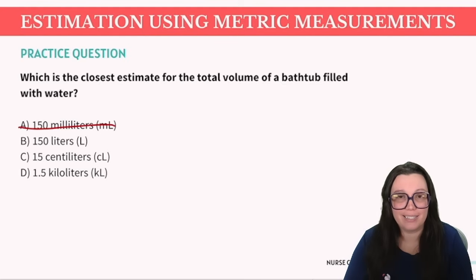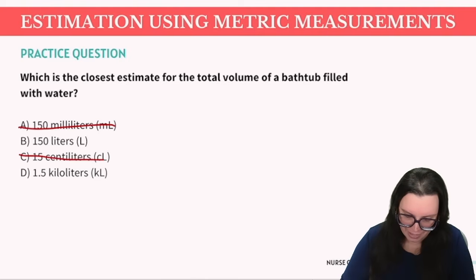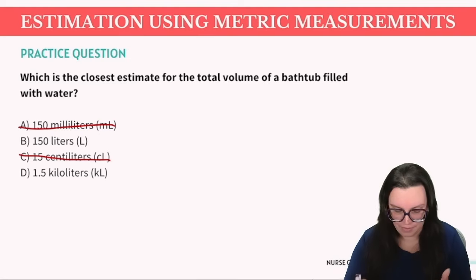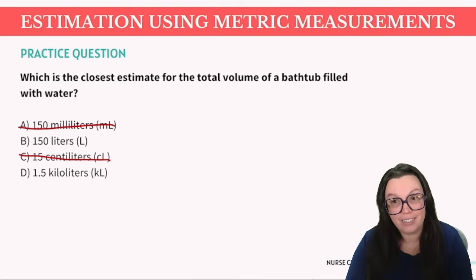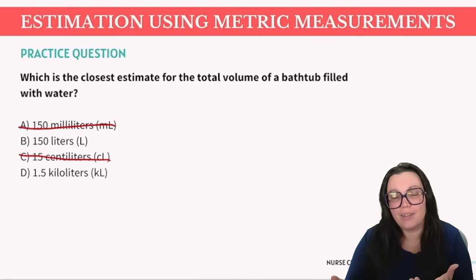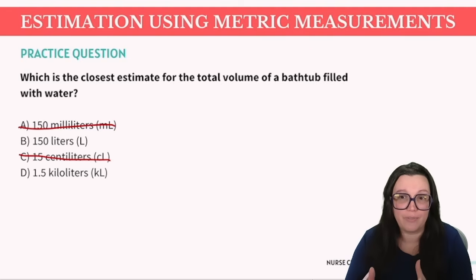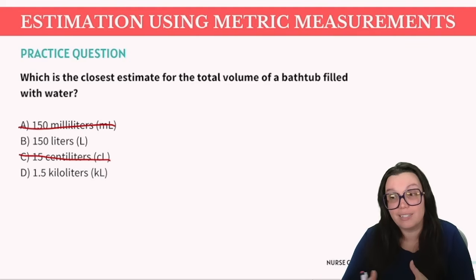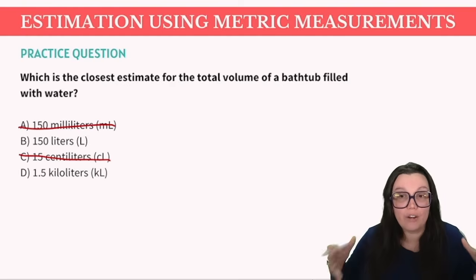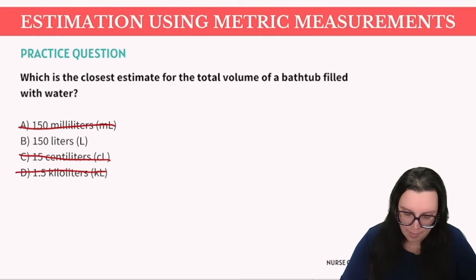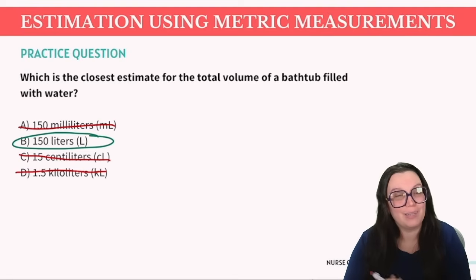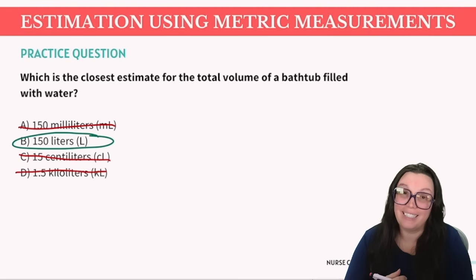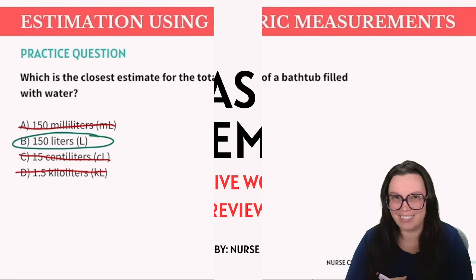And of course, 15 centiliters isn't going to cut it, so we can eliminate that. So we're left with 150 liters and 1.5 kiloliters. Well, when you think about it, 1.5 kiloliters is going to be excessively more than what we're going to be able to fill up a bathtub with. Remember, 1 kiloliter is equal to the size of a swimming pool, the amount of water that's in that swimming pool. So we can automatically eliminate that. So based on all of the answers that we have available to us, B, 150 liters is going to be the correct answer.